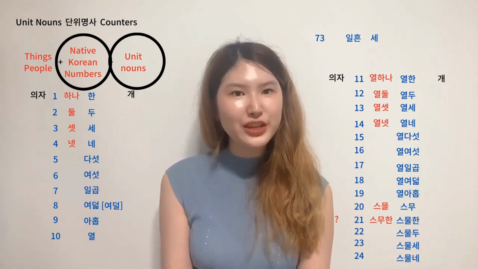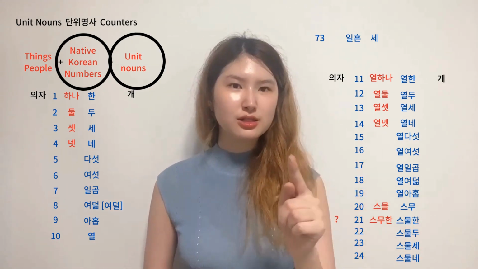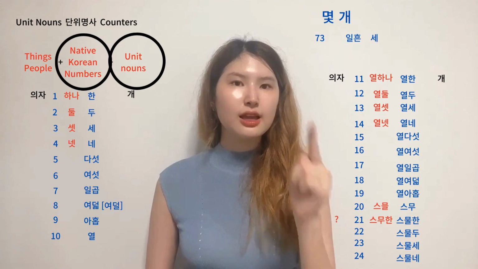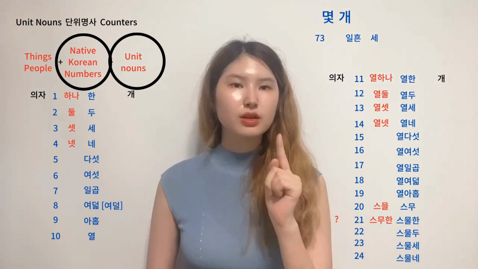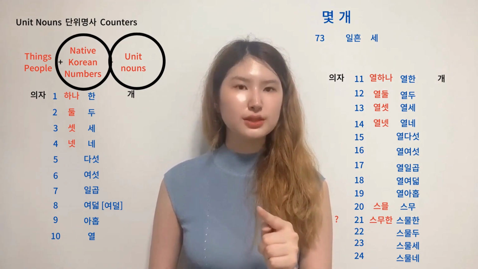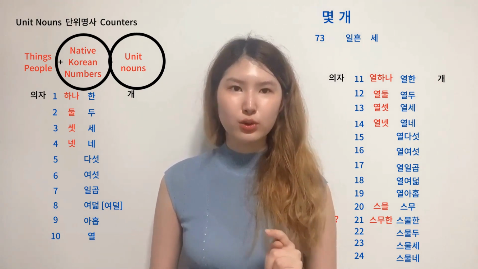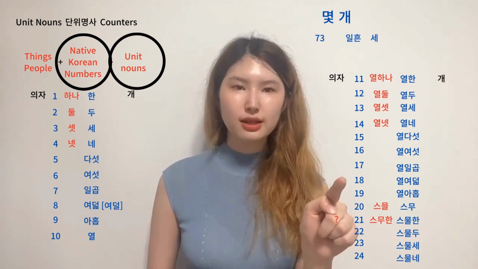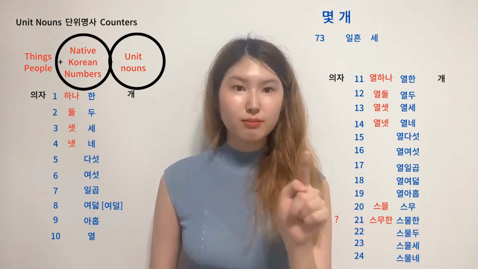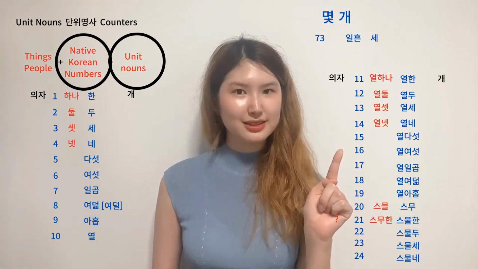And before we finish, when you're asking things, you should say 몇 개. You should use the noun called 몇. So 몇 개예요? 몇 명이에요? 몇 마리예요? Just like this.